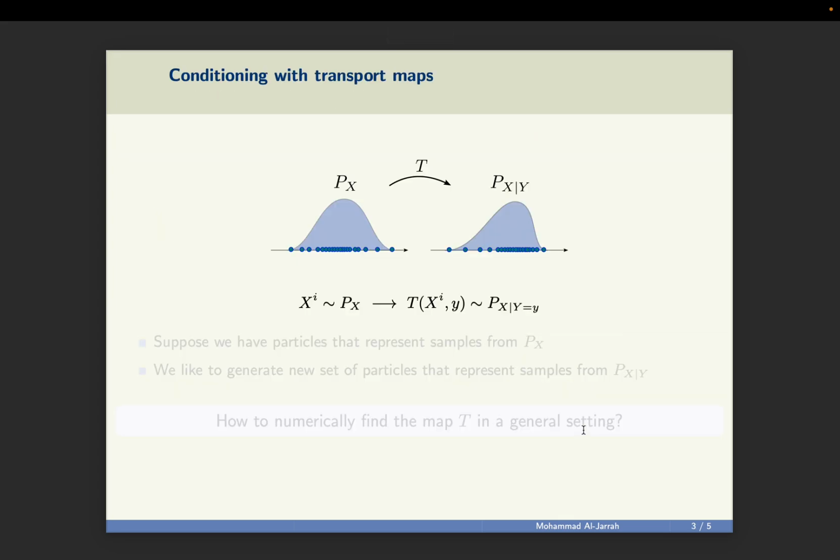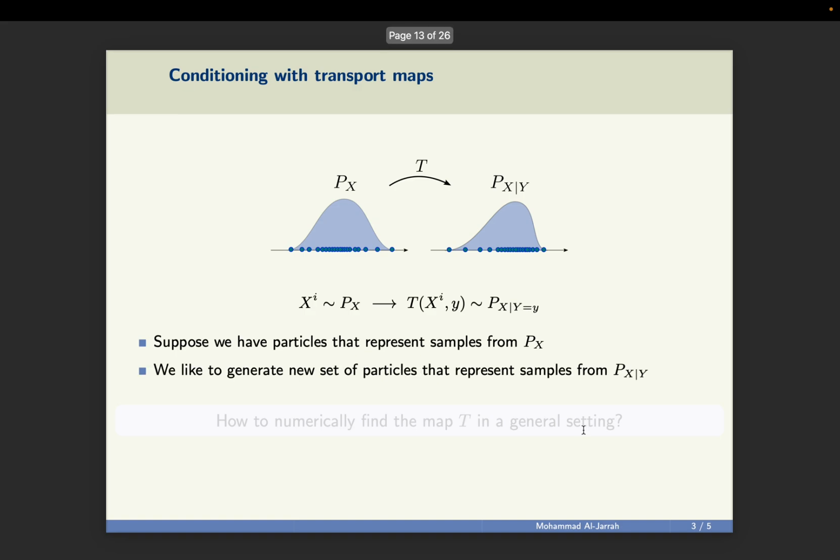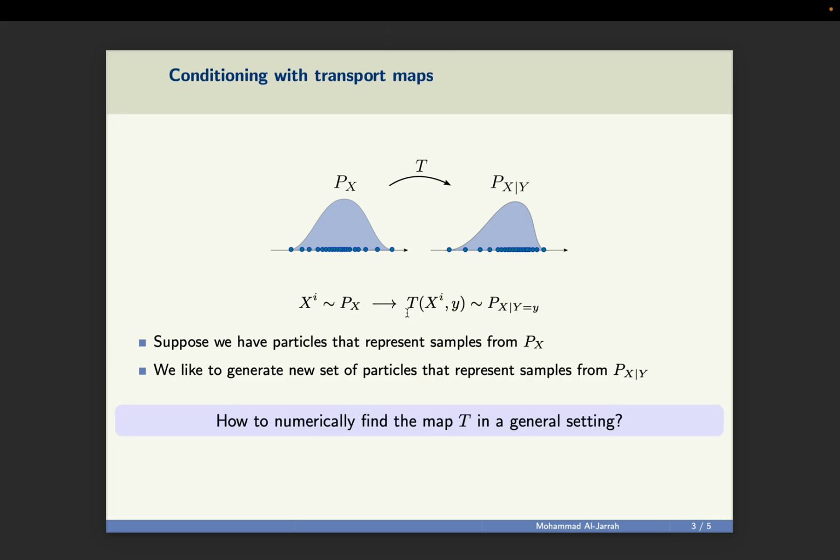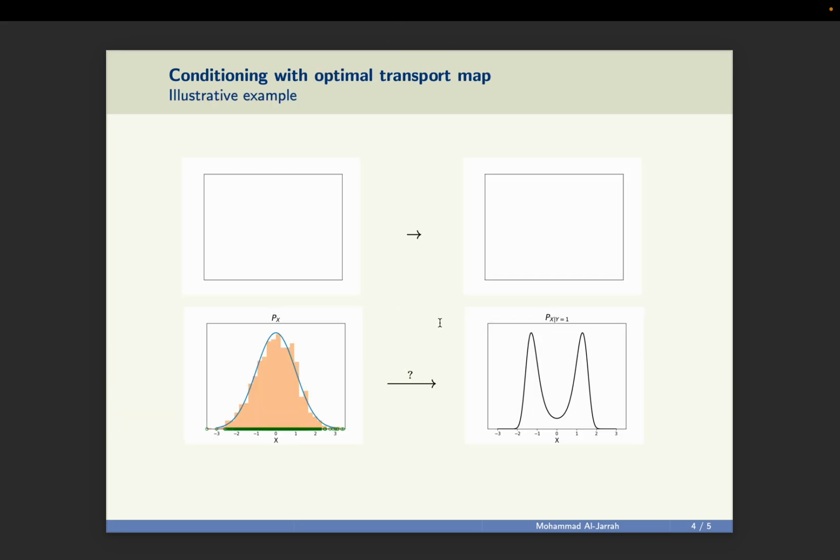Now from a transport perspective, the question is slightly different. If we have some particles that represent samples from the prior distribution p_x, and we want to generate a new set of particles that represent the posterior distribution p(x given y), we want to learn this map. Now the question becomes how to numerically find the map T in a general setting. Let me show how we do this with the same example we saw before.